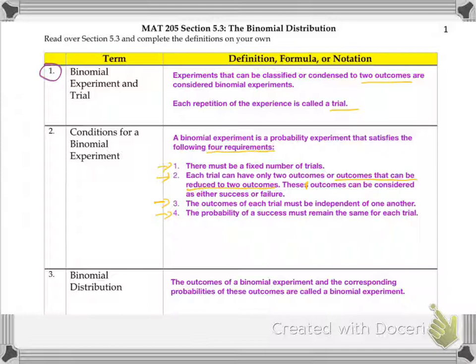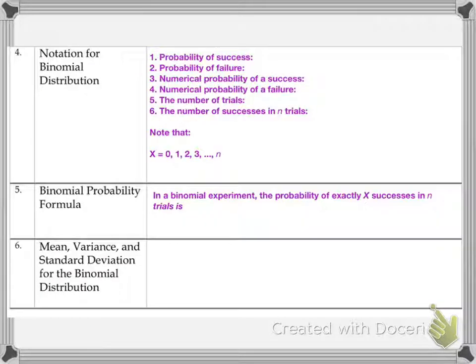And then we have number three, a binomial distribution. And we're going to talk about several distributions coming up. But the binomial distribution is the outcomes of a binomial experiment, and the corresponding probabilities of these outcomes. Okay. And before we move on, I want to make a note on some things. Actually, this 1 through 3 we're done with. This is the other definitions I'm going to make notes on.